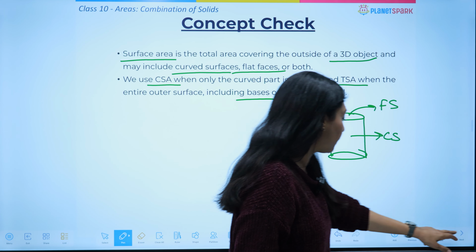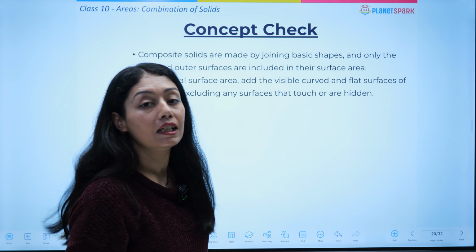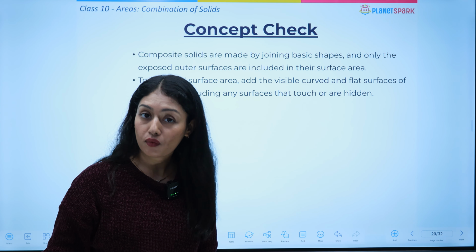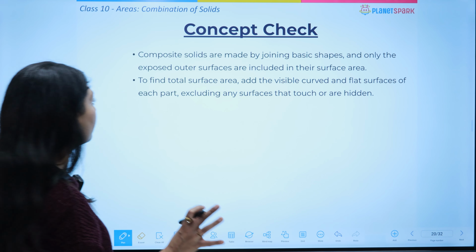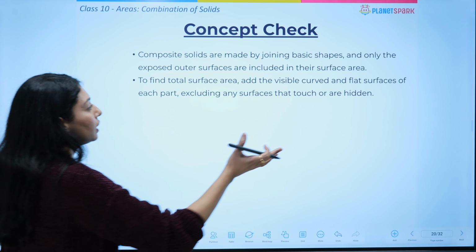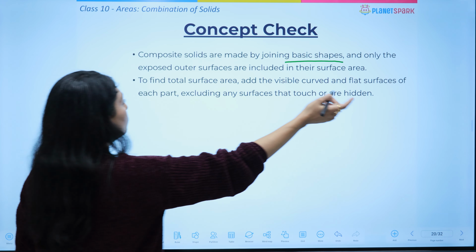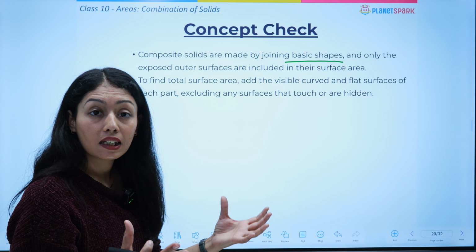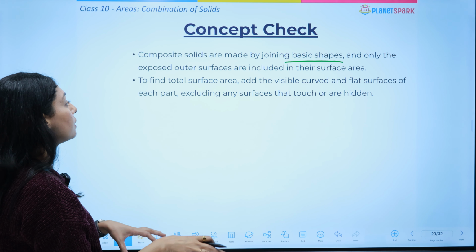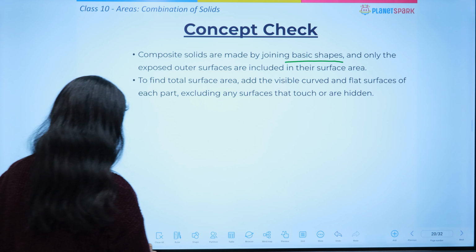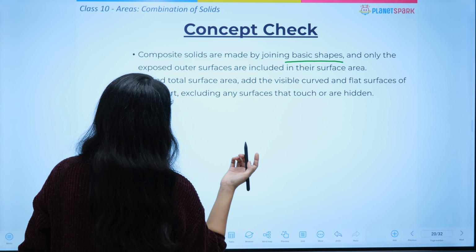So for individual figures, we have already done that in grade 9 as well as in grade 10, everybody, right? Formulas we have already done there. So we know when we are joining the basic shapes, what we do. Outer surfaces को हम consider करेंगे, right? And formulas for that only we'll be using. Okay, let's quickly revise the formulas there, everybody.